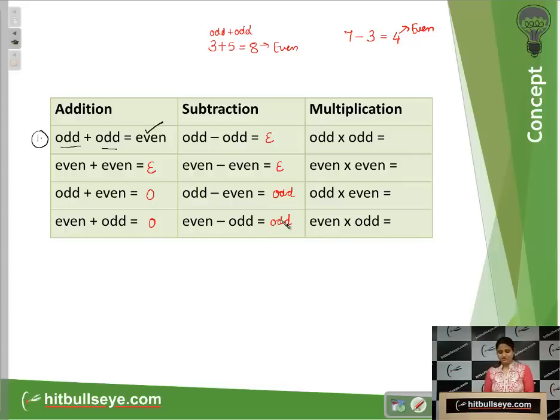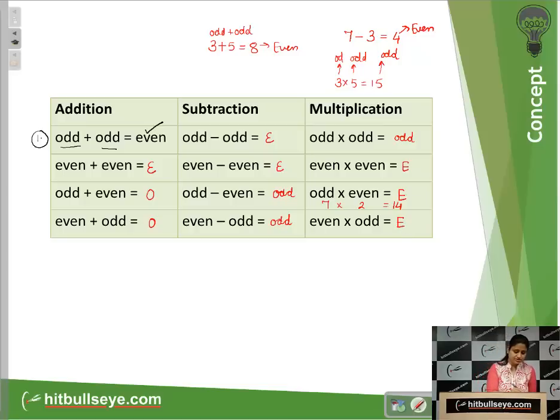Now come to the multiplication part, odd into odd. Once again I'm taking an example. If I take 3 into 5, it will give you 15. Now 3 is an odd number, 5 is an odd number, and 15, the result, is also an odd number. So I can say that odd into odd is always odd. Even into even is again even. Odd into even is again even. We can take an example. If I take 7 into 2, it comes out to be 14, which is an even number. Once again, even into odd is also an even number.